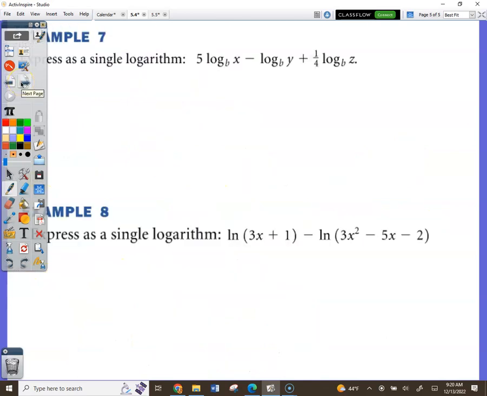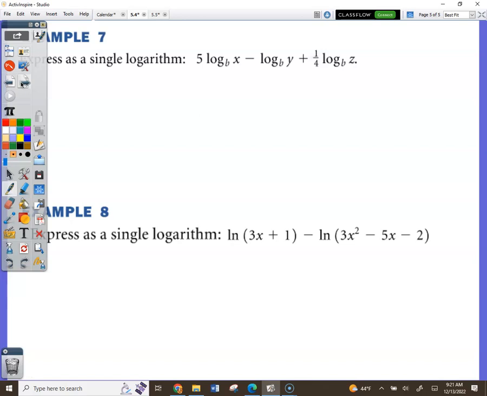Go to this slide. Stay with me. Express as a single logarithm. This is the reverse. Y'all know, reverse, reverse. So this time it's an expanded form, and the goal is to get it down to just log base B of something, okay? There should be no coefficients in the front either.